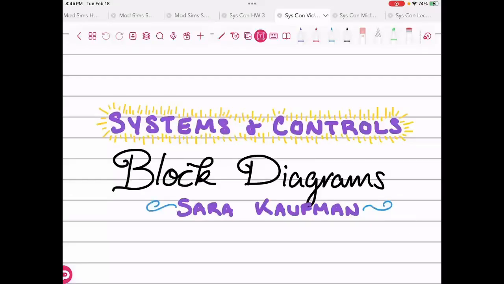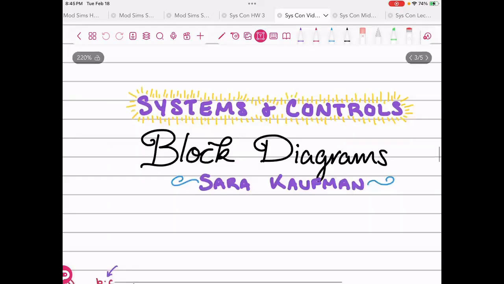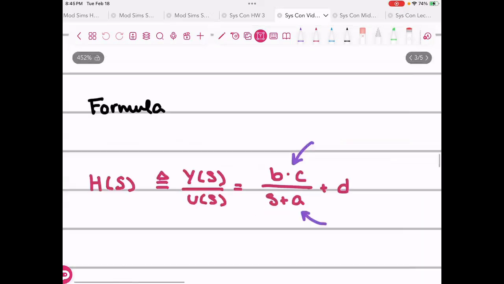Today we're going to be going over block diagram basics, just what you need to know for the first midterm, give or take. We're going to start off by looking at the transfer function formula, the H of s, and you can actually turn this into a form that we're going to be using for the block diagrams, which is b times c, those are both scalars, over s plus a.